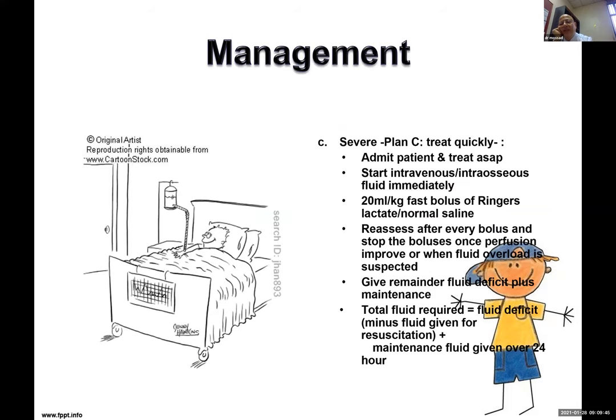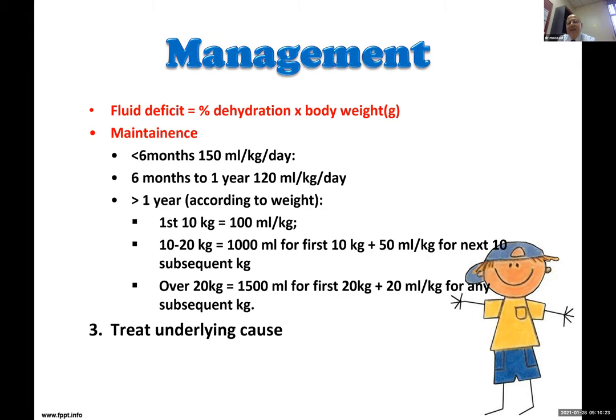For plan C, you must quickly admit the patient and treat as soon as possible with intravenous fluid, which is a bolus of 20 ml per kilo, normal saline or Ringer's. Reassess after every bolus and stop the bolus once perfusion improves, then give the remainder as IV fluid. The total amount of fluid you need to give the patient is the deficit and the maintenance. So you must calculate the maintenance and the deficit and give it, please, in that sequence.